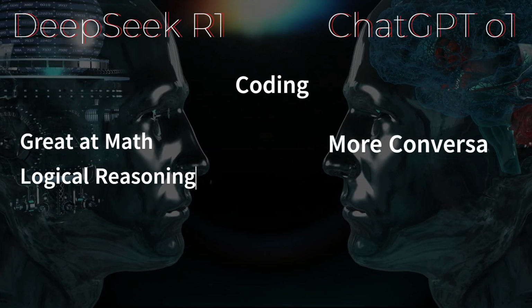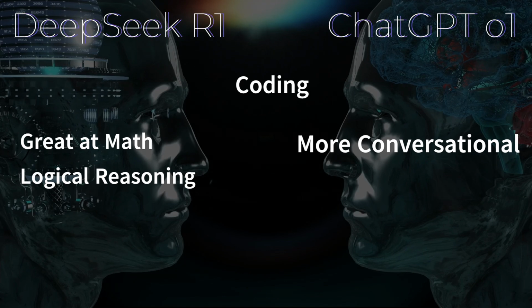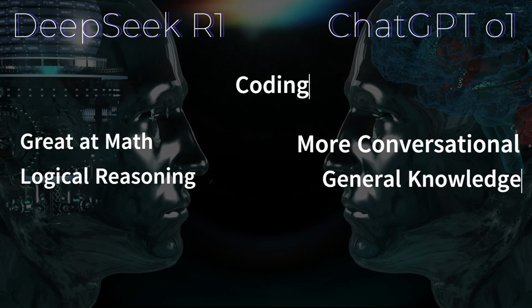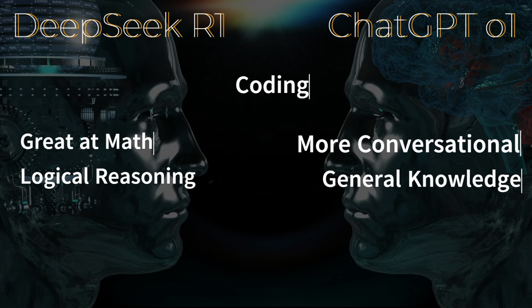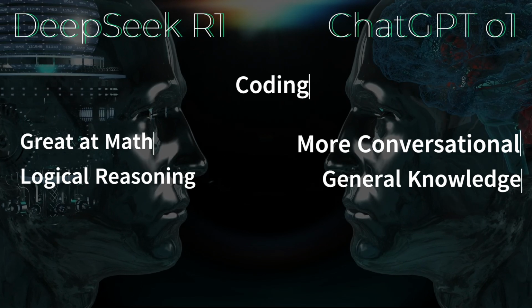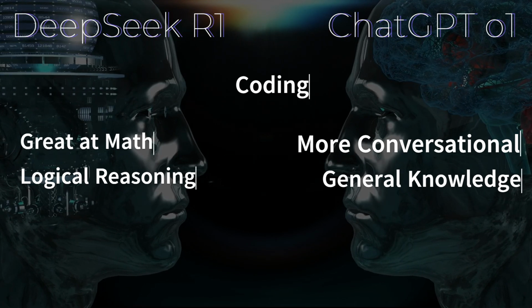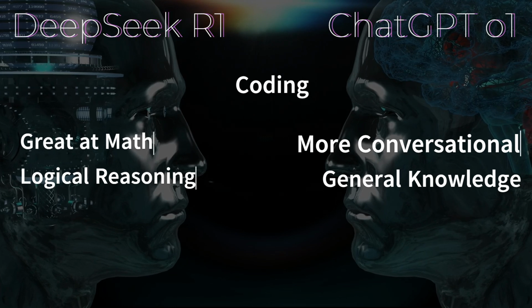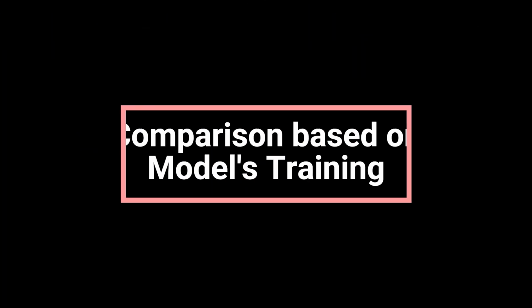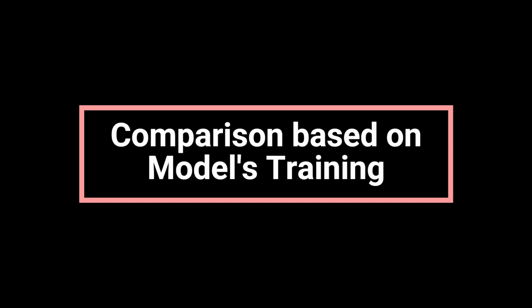But if you're looking for a more conversational AI with polished responses to expert-level questions in fields like STEM, law, history, but lacks a bit in solving complex math problems accurately, then ChatGPT O1 has the upper hand. Next is comparison based on models trained.